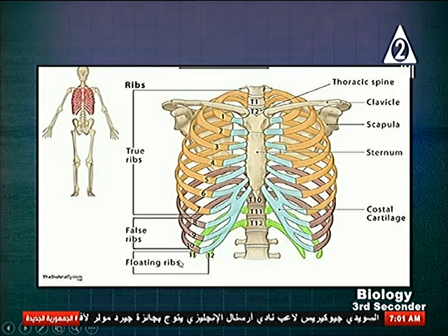They are called floating ribs. Finally, don't forget the function of the thoracic cage. It protects the lungs, protects the heart, and helps in respiration because the ribs move out and up during inhalation and move down and close during exhalation. I hope you understand the lesson. See you next time.